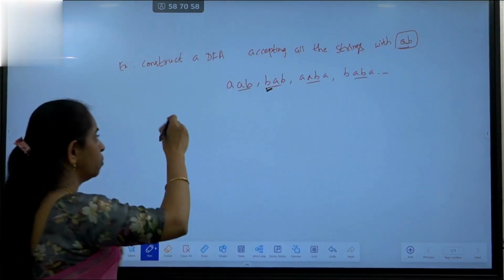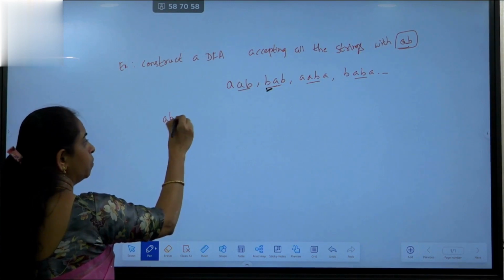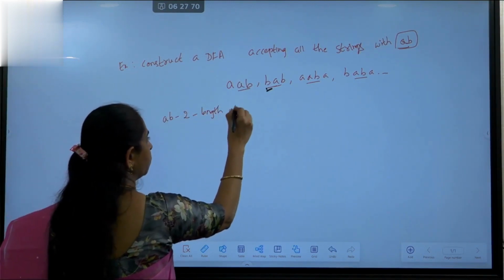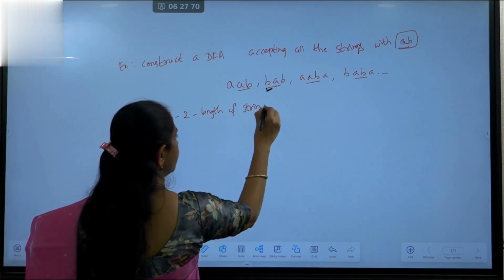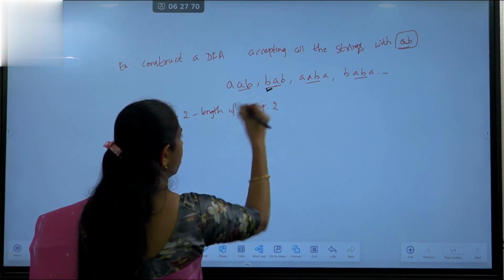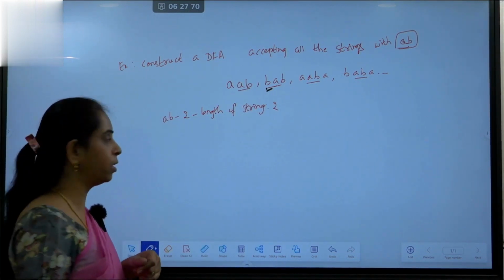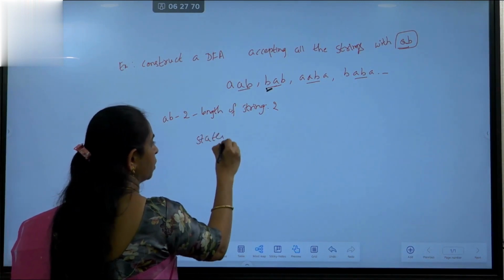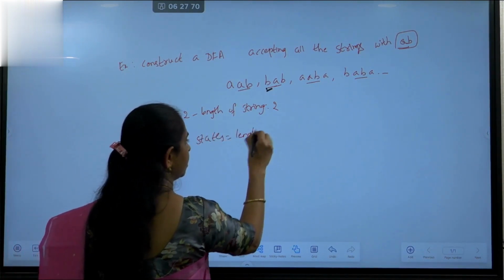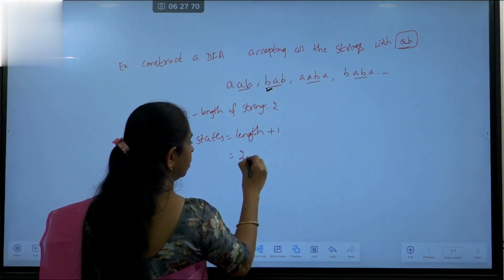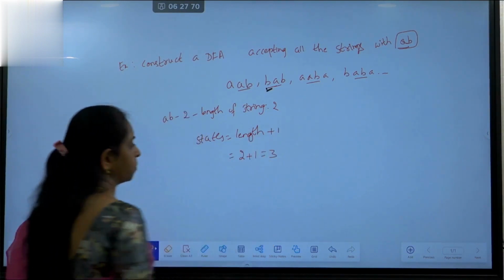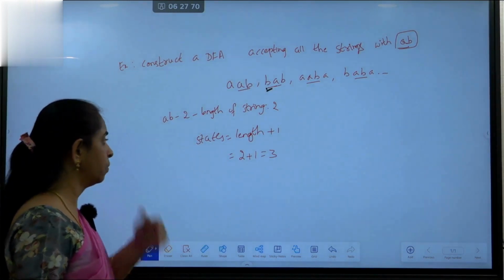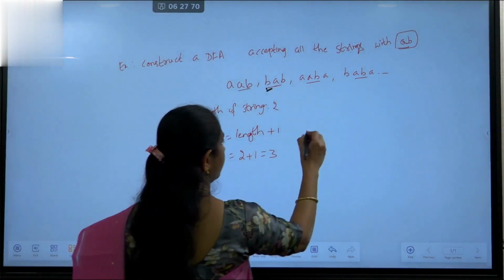The given string is AB. AB means we have 2 alphabets, so the length of the string is 2. Whenever we construct a DFA, the number of states is length plus 1. That means here we have to take 3 states. We have to take 2 states to accept the string AB. So we'll design the DFA according to this.